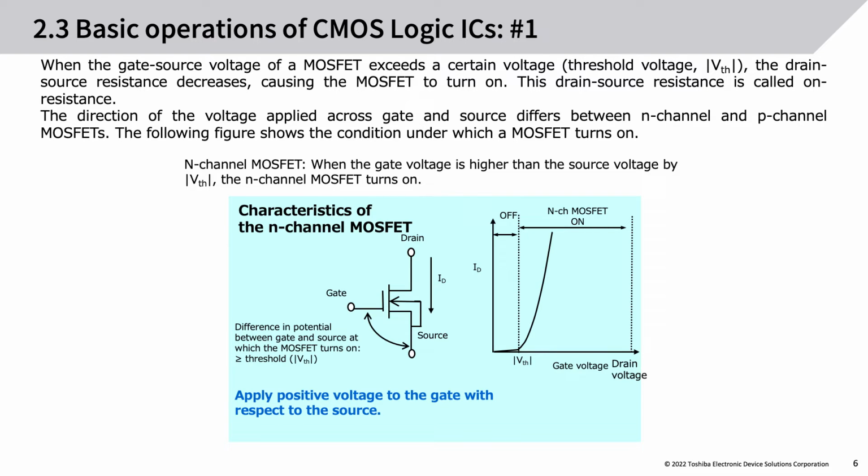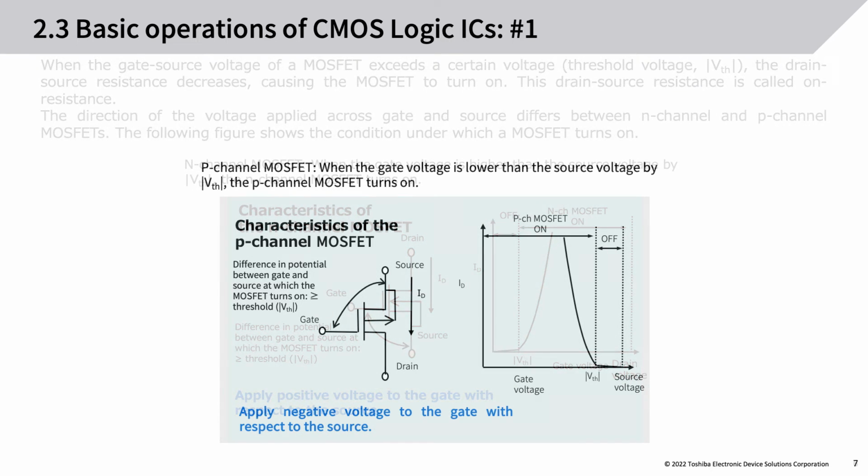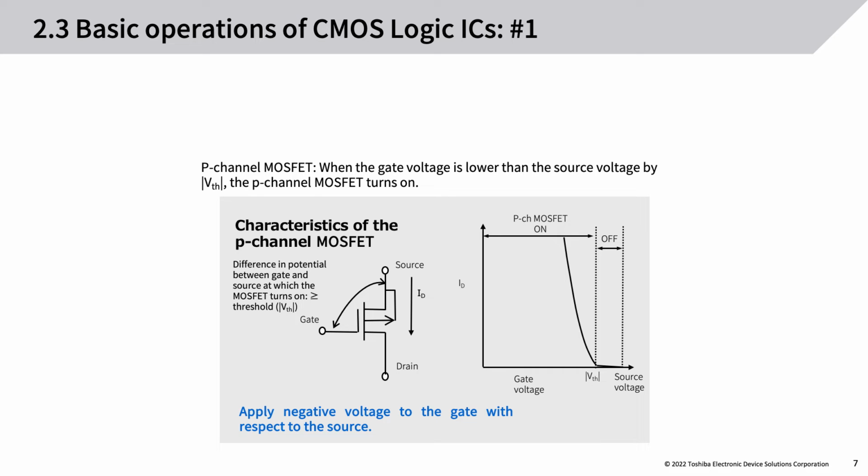The following figure shows the condition under which a MOSFET turns on. N-channel MOSFET: when the gate voltage is higher than the source voltage by VTH, the N-channel MOSFET turns on. P-channel MOSFET: when the gate voltage is lower than the source voltage by VTH, the P-channel MOSFET turns on.